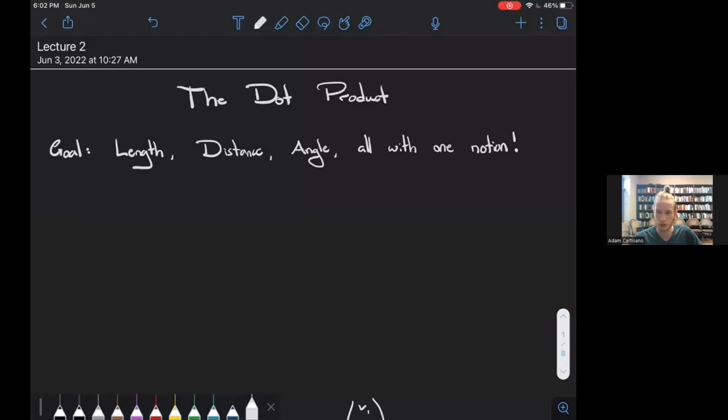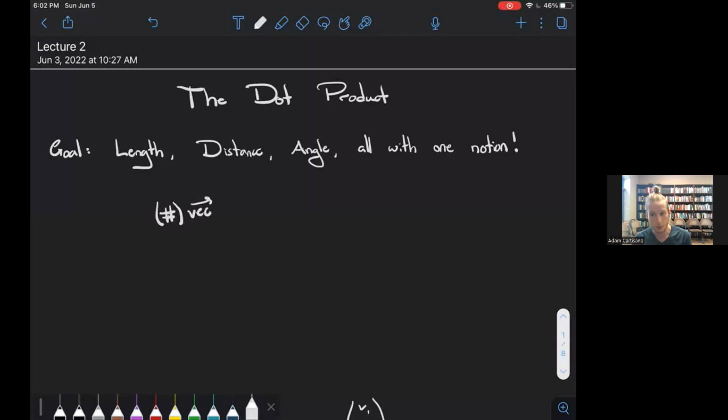Today, we will be talking about the dot product. So the dot product is a way of multiplying two vectors together. We mentioned that in the last video. We talked about a different form of multiplication called scalar multiplication, where you take a number and multiply it times a vector.